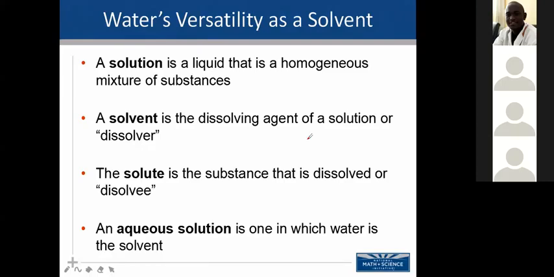So you find that a lot of substances will dissolve in water. Substances which will have slight charges, which are slightly charged. Uncharged substances will not dissolve in water.